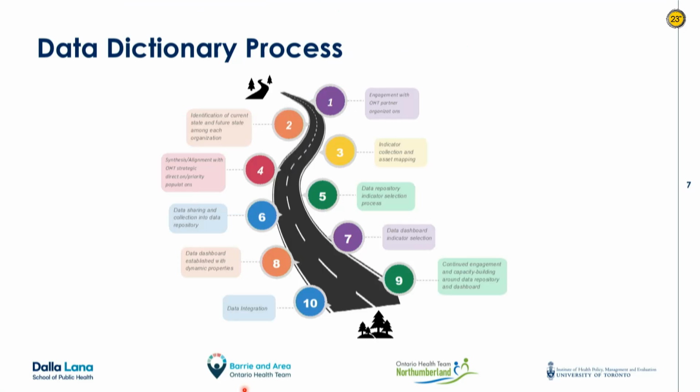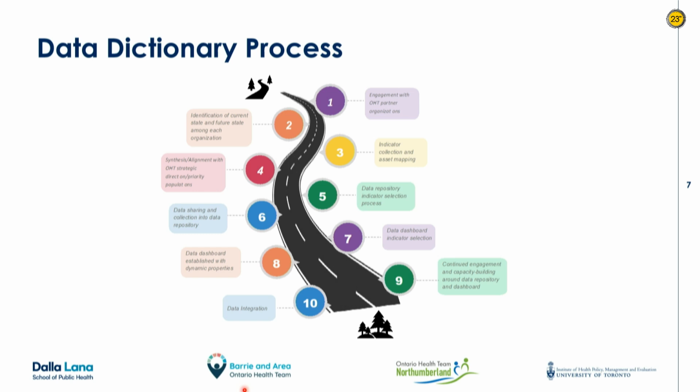Now, going through the different steps, we started off by engaging OHT partners. And the goal here was really to establish trust and a working relationship with the leadership and data contacts at each of the organizations to create buy-in in the data dictionary process. This proved to be the most time-consuming step, but also absolutely essential in the process.